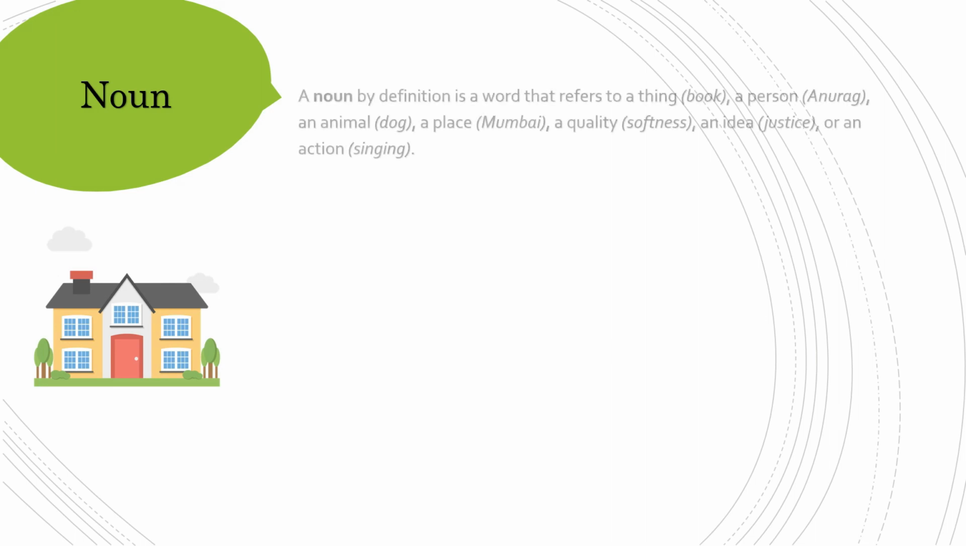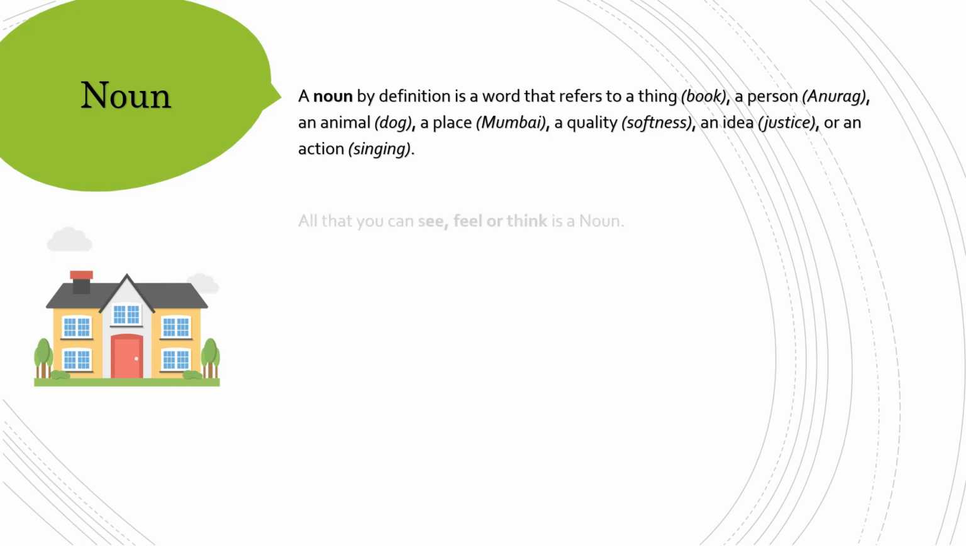Noun. A noun by definition is a word that refers to a thing: book; a person: Anurag; an animal: dog; a place: Mumbai; a quality: softness; an idea: justice; or an action: singing. All that you can see, feel, or think is a noun.